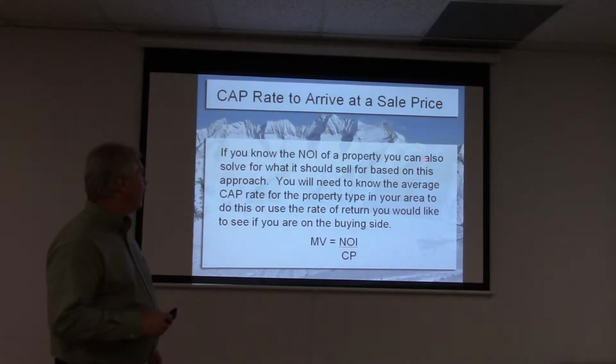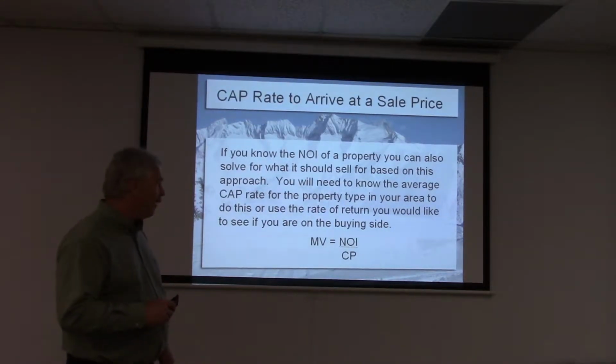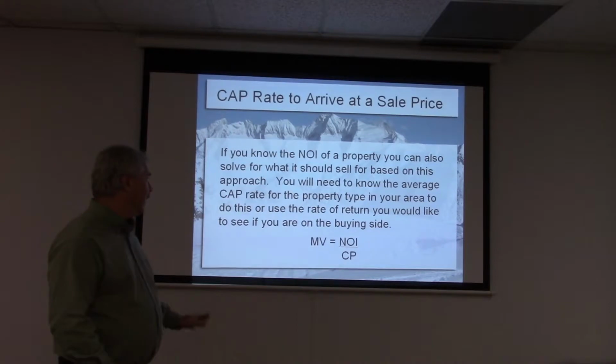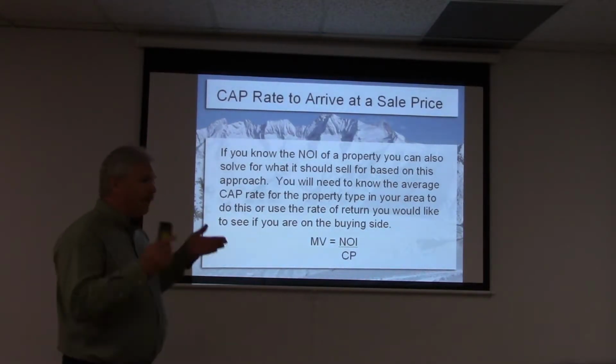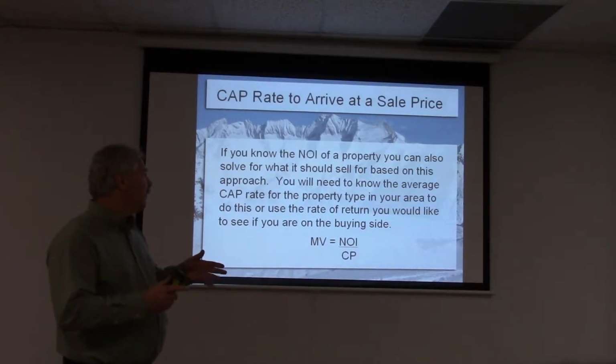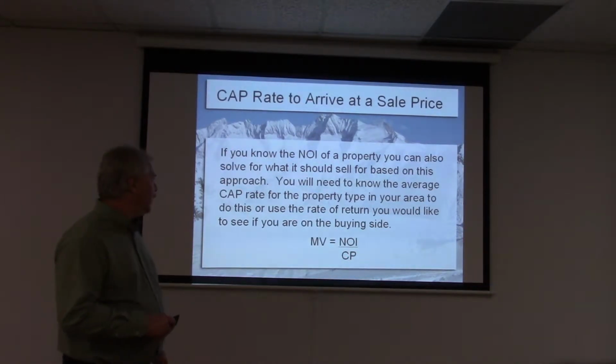So if you know the NOI of a property, you can also solve for what it should sell for based on this approach. If you are looking to sell, you'll need to know the average cap rate for the property type in your area, and as you can see, area is important. Or you can also use the rate of return that you would like to see if you're on the buying side, to see if the property fits your investment criteria. So the NOI divided by the cap rate for the area, which we'll see a little more on in the next slide, would equal market value, or what you would be prepared to pay.